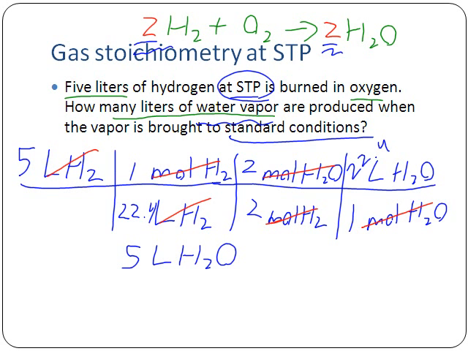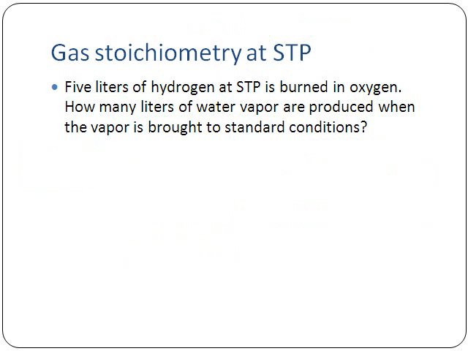But this is basically how you do the stoichiometry problem, and it reinforces what we saw before with Avogadro's law. So this is what you do if it is at STP, but what if it's not at STP? What must you do then to figure things out?